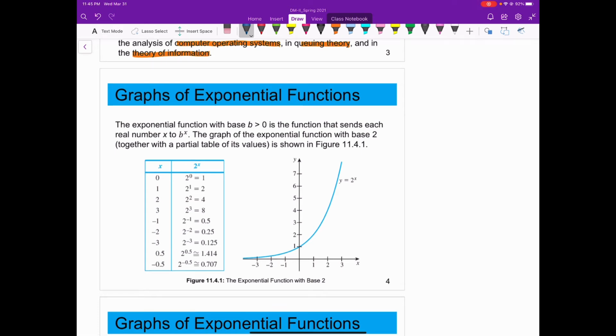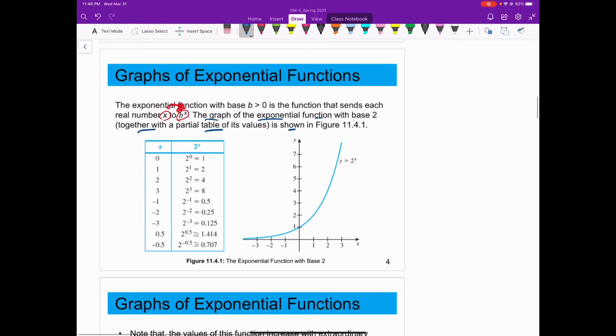The exponential function with base b greater than 0 is the function that sends each real number x to b to the power x. So you have x here, you have b to the power x here. The exponential function just sends this x to b to the power x. The graph of the exponential function with base 2 together with a partial table of its values is shown in figure 11.4.1.